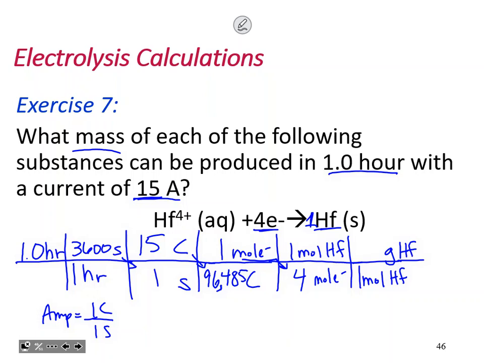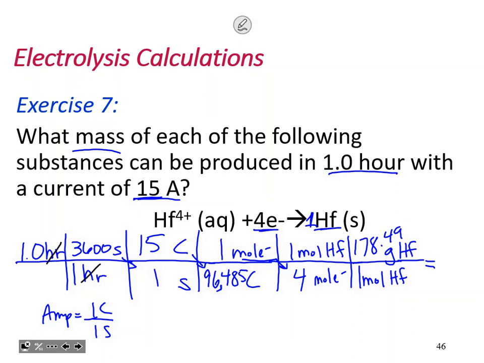And what do we get for hafnium? Let's see here. HF is going to be 178. What does it say? It says 178.49 on the periodic table. 178.49.